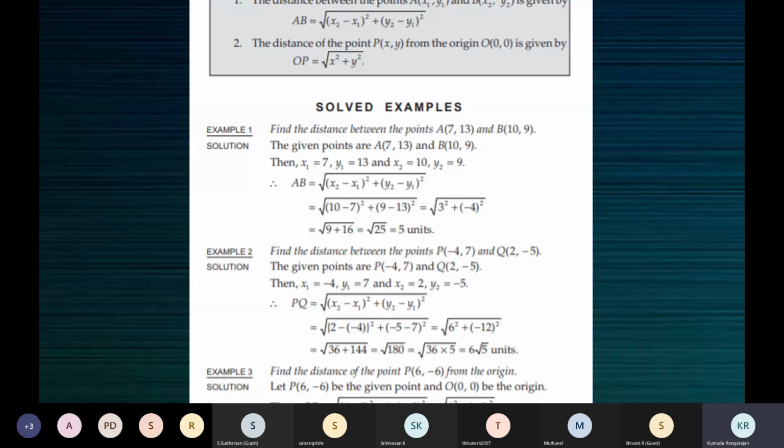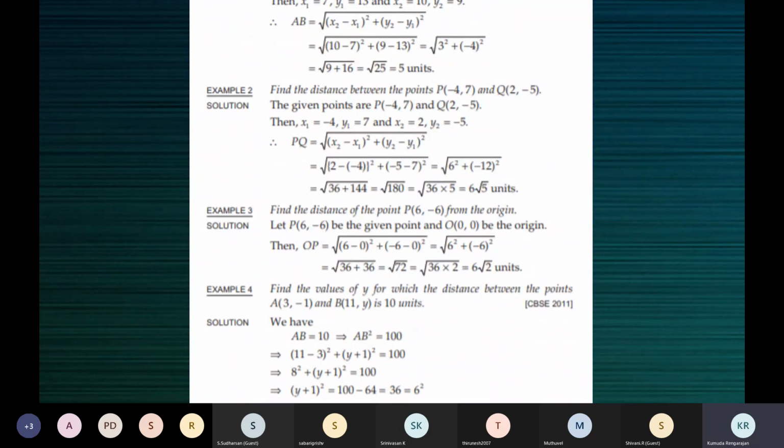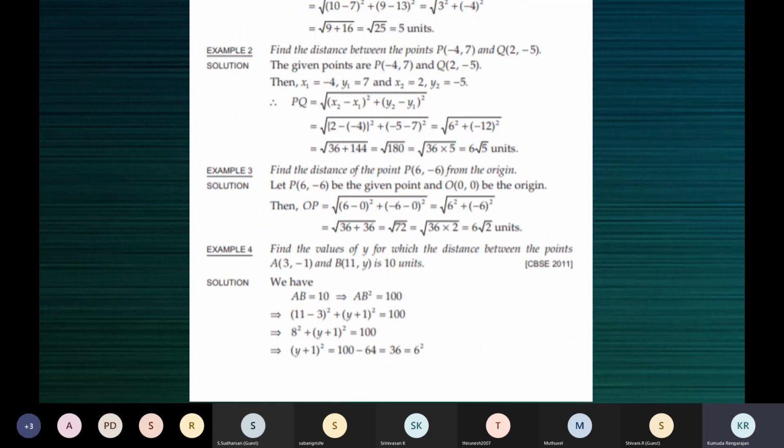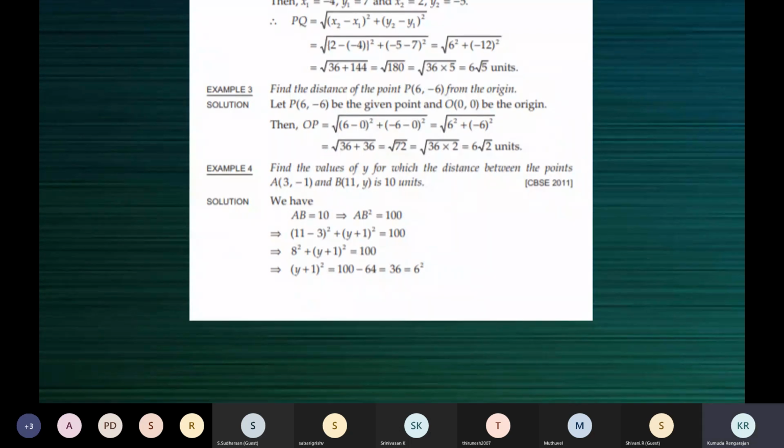Example 1. Finding the distance between 2 points is the direct application of the distance formula. And for the distance from the origin, you can directly do root of x square plus y square. Here they've used the distance formula: 6 minus 0 the whole square plus minus 6 minus 0 the whole square. For 1 mark, you can just use the other formula, root of x square plus y square. So root of 6 square plus minus 6 the whole square.